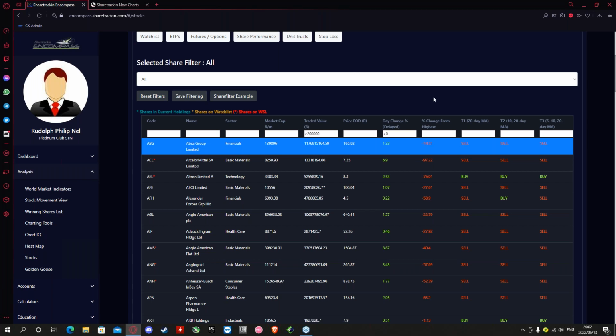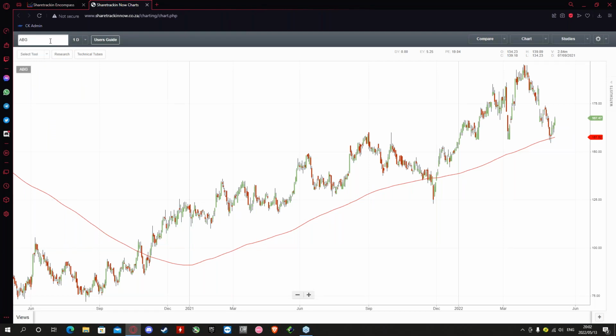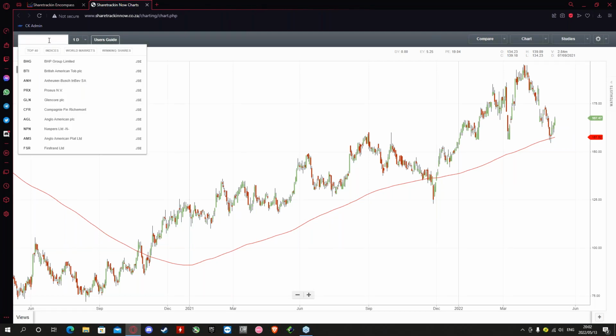All right, then next would be this one over here, percentage change from highest. Now percentage change from highest would be the percentage change from its highest point in history. Okay, so just to give you a really good example, if you go look at, let me just quickly think, I think it's ACL. No, sorry, it's not ACL. I think we can use ABSA even.